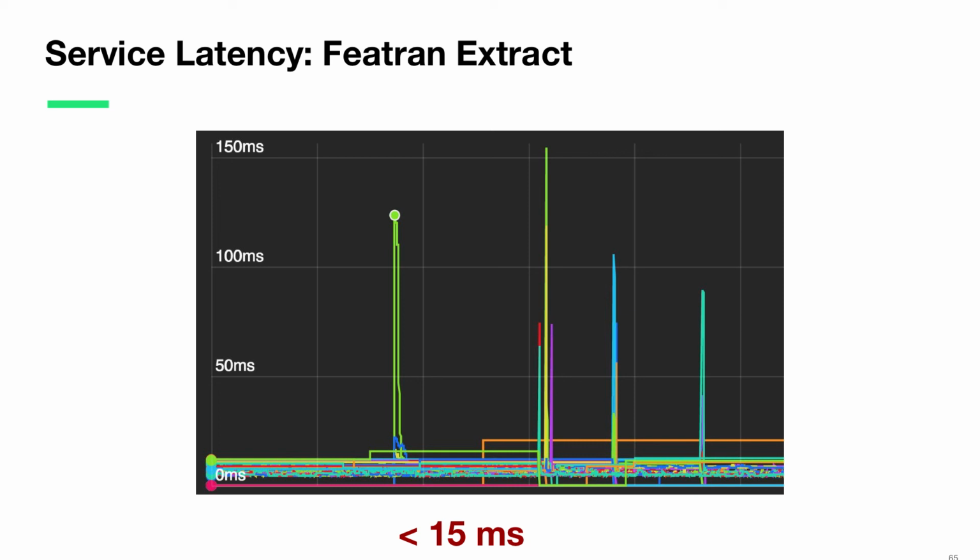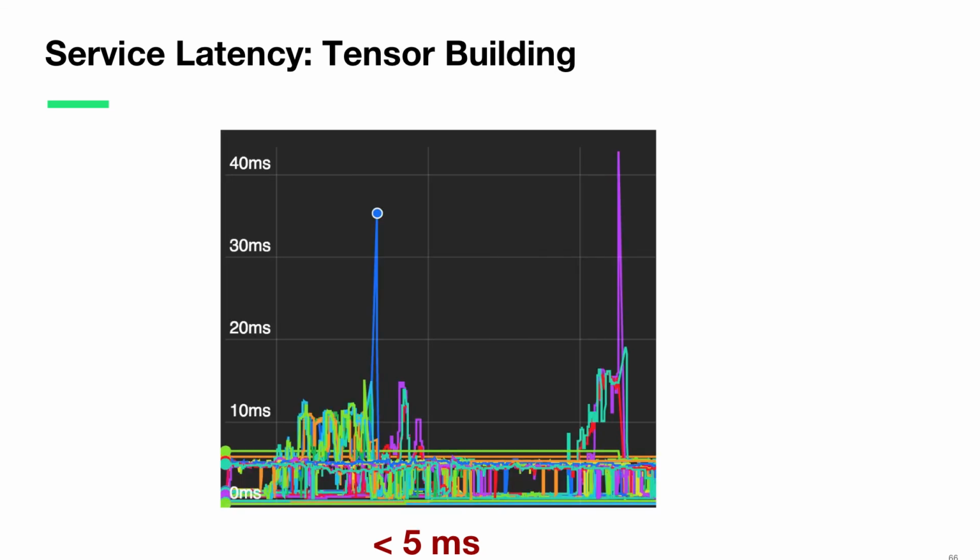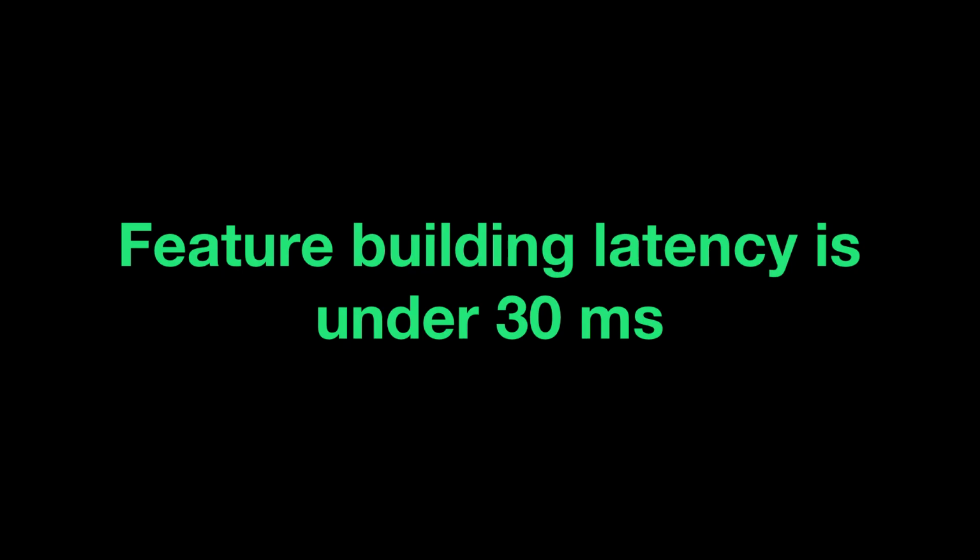And finally, the tensor building, which I didn't show you any code for because it's somewhat specific to what you want to do next in your application, took under 5 milliseconds. So overall, the feature building latency is under 30 milliseconds. We found that this is fast enough to use for a real-time service that serves the homepage.